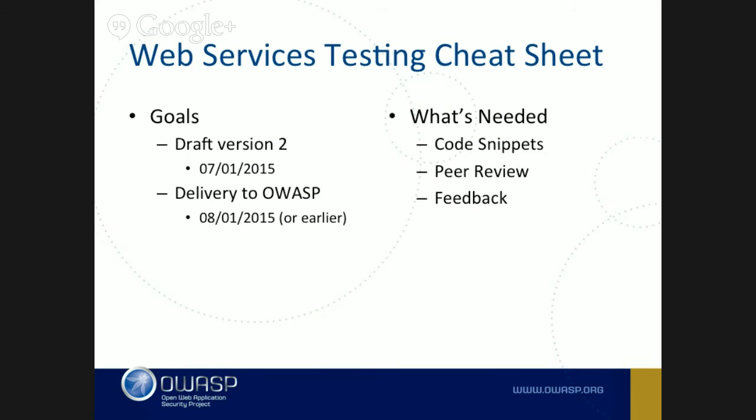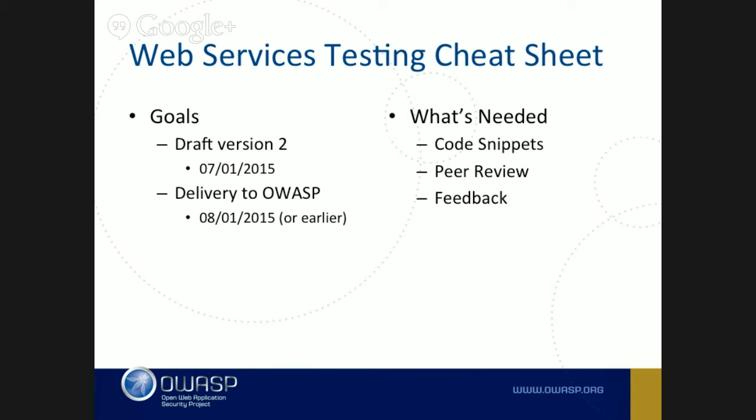Hopefully I'm not showing my age with Beavis and Butthead there, but anyways, as we continue on, here's how we all kind of are needed. Right now, our goal is to have version 2 of the draft completed by July 1st of 2015. So July 1st of this year. And we want to try to deliver to OWASP August 1st or earlier, okay? So here's what's needed, and here's where you can participate.